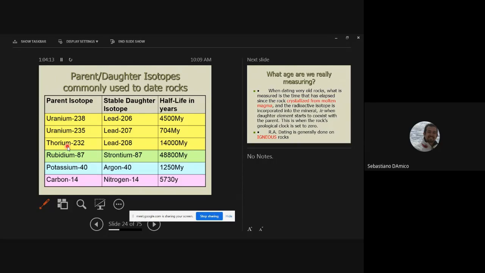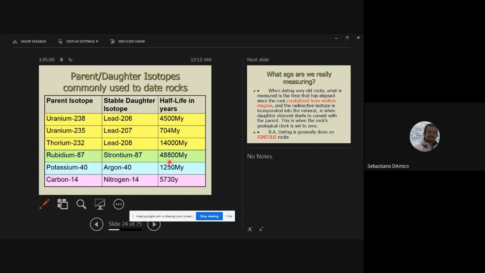Not all the elements decay in the same manner. Different kinds of atoms evolve from parents to daughters through different times. So for example, carbon takes about 5,000, let's round it up, 6,000 years to transform all the parents into daughters. And radium will take 50 million years to transform from all parents to daughters. Okay, so from this schematic table, we can see that not all the elements are good for dating.